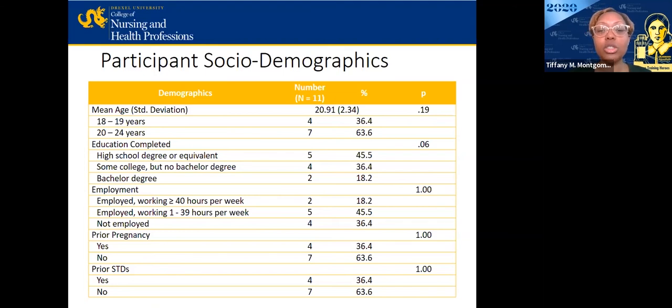And so the majority of the people who made up my community, if you will, were 20 to 24 years old, had a high school degree or higher. Only 2 of them had a bachelor's degree, and I think that's just because of their age. Most of them were either in school or had not gone to college yet. They were mostly working. Some of them had prior pregnancies and or prior STDs. I asked that question because I wanted to get a knowledge of their sexual activity experience, because we're talking about things that have to do with sexual behavior.